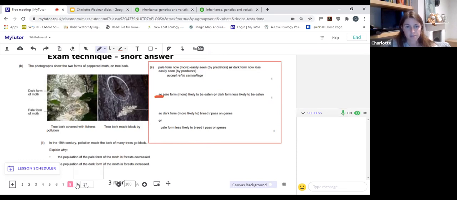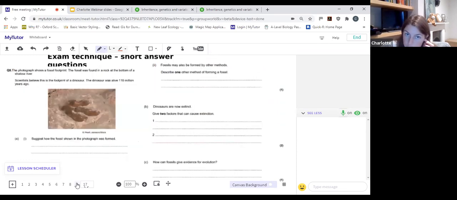Okay. So a really good example there of a short answer question. 3 marks for that one. Okay. So here we've got a question about fossils.